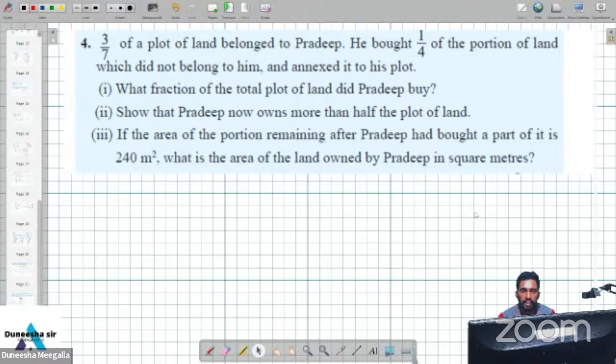Third one, if the area of the portion remaining after Pradeep had bought a part of it is 240 square meters, what is the area of the land owned by Pradeep in square meters?